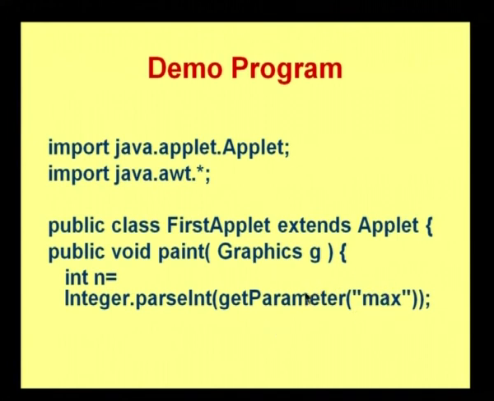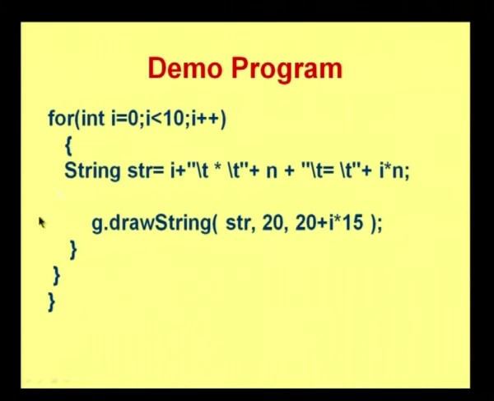So the value that is being assigned or passed inside your applet tag will be fetched here, converted into an integer, and stored in n. You can see here I have used for i equal to 0, initialized, then 10, and then I have written the update that I need to do for each execution.